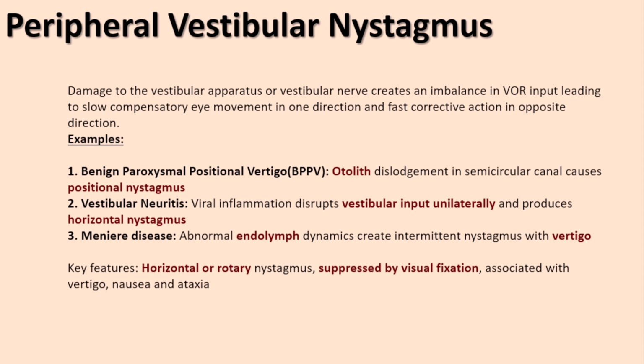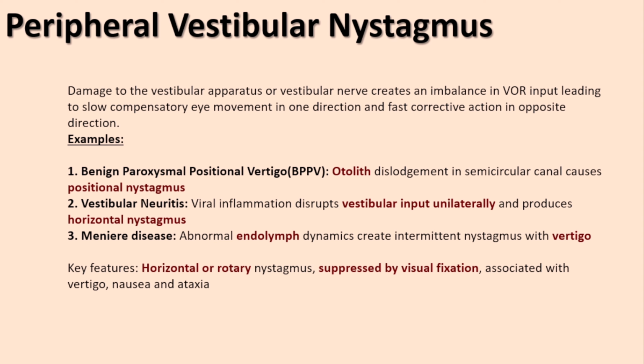For example, the first one is benign paroxysmal positional vertigo, when we have dislodgement of the otoliths in the semicircular canal causing positional nystagmus. Another disease that can cause peripheral vestibular nystagmus is vestibular neuritis, viral inflammation after a viral disease, for example, common cold, which disrupts the vestibular input unilaterally and produces the horizontal nystagmus.